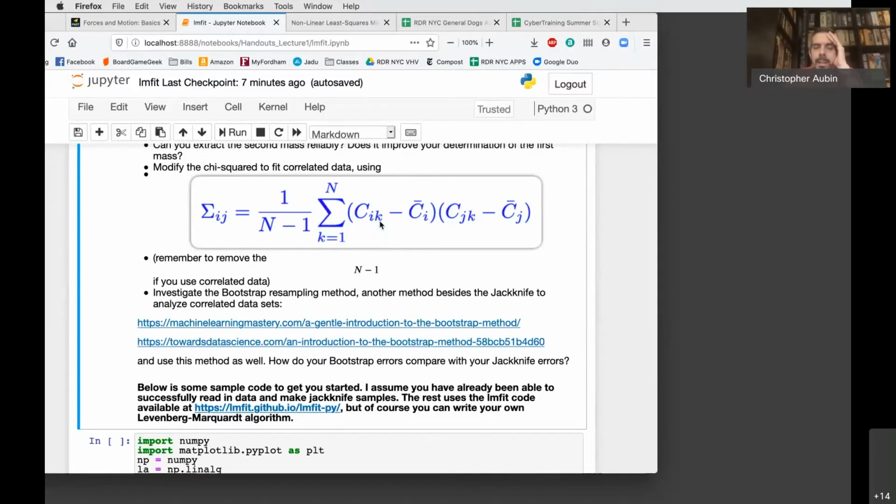The K is running over the N configurations, so those N, 331 in this case, Jackknife samples. And so this is the correlator at time I for the configuration at K. And again, if those are your Jackknife versions, there's no N-1 out front. If they are not the Jackknife version, you do have the N-1. So let me, I'll modify this as well.